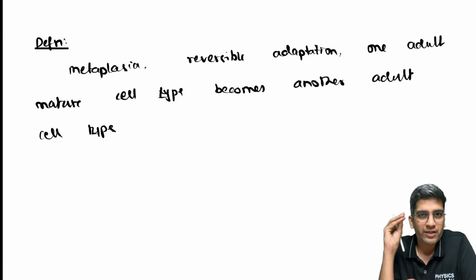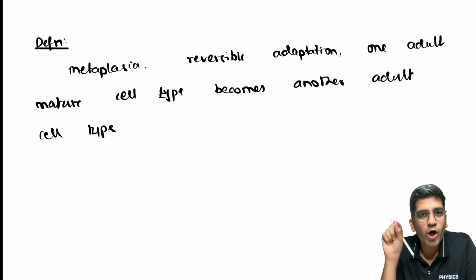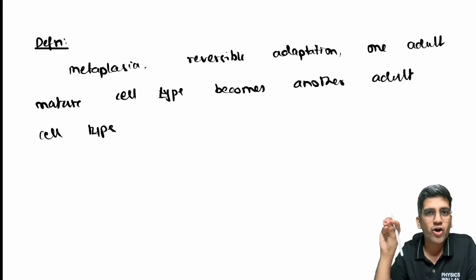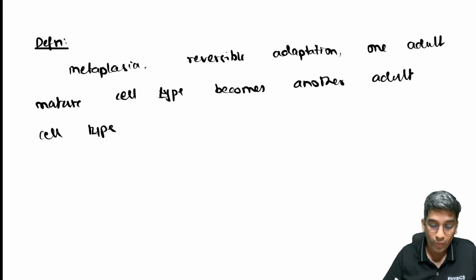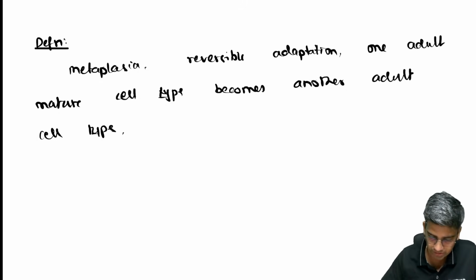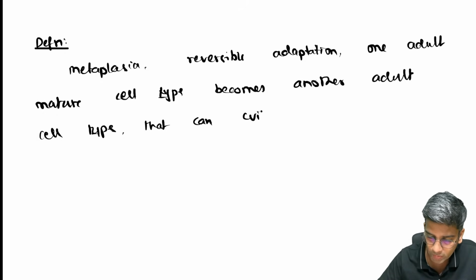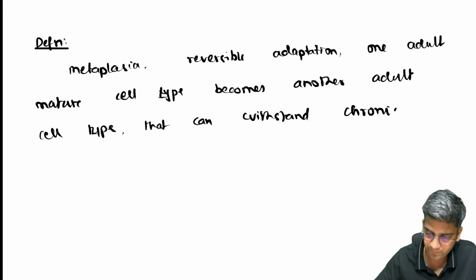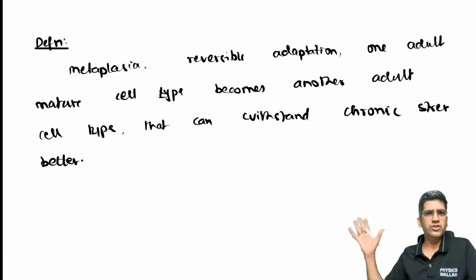You know many types of metaplasia. Can I say almost every metaplasia will almost always have a chronic stress or irritation as the cause? Okay, we'll end that also, right? Why is it changing? Because it's able to adapt better or withstand the chronic stress better. That's all, right? Another cell type that can withstand the chronic stress better than the initial one, that's all metaplasia is.